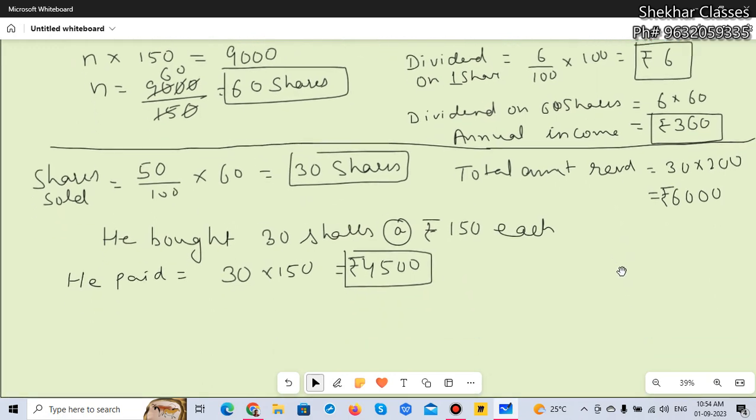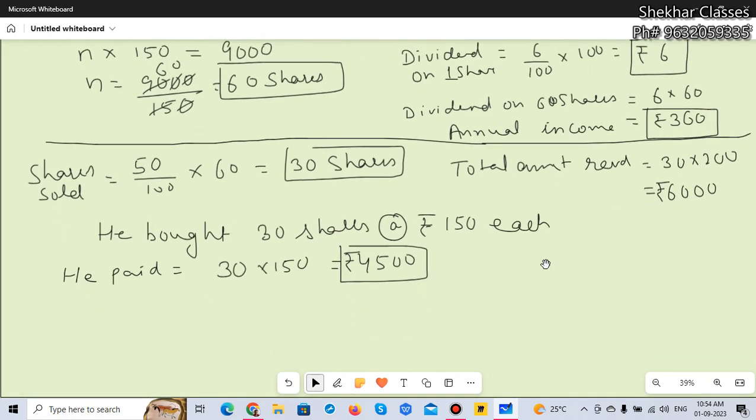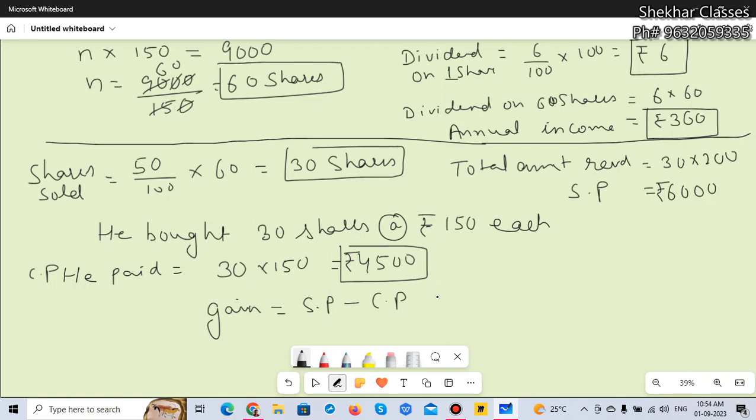And how much has he got now? He has received 6,000 in selling. So what is the gain? Gain here would be selling price minus cost price. Remember, this he has paid, so this is the cost price. He has got this as the selling price of all those shares. So how much is that? 6,000 minus 4,500. So we get rupees 1,500. This is his gain.